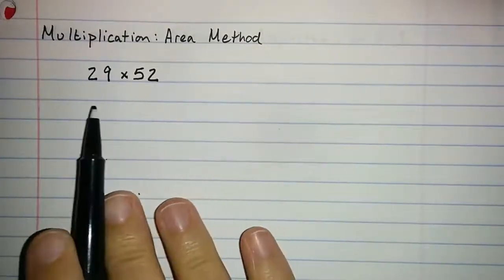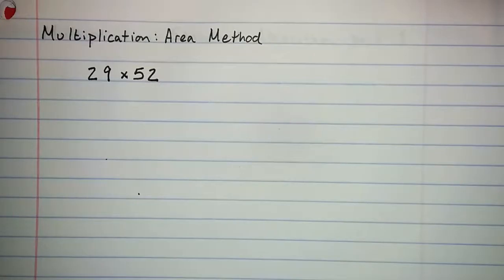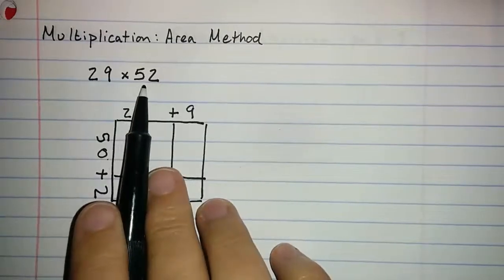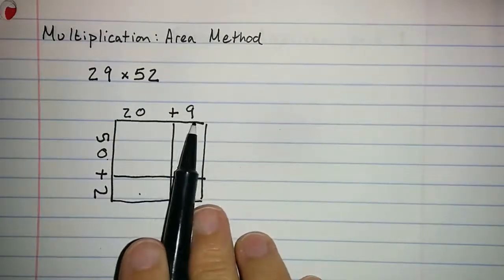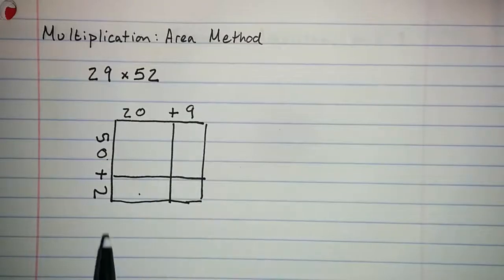So we've seen how we can use the area model to multiply numbers of several digits. Let's take a look again at what happened when we multiplied in that way. Let's see what happens when we multiply 29 times 52. That's 20 plus 9 times 50 plus 2.